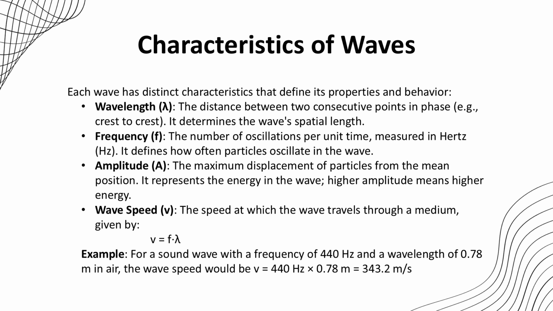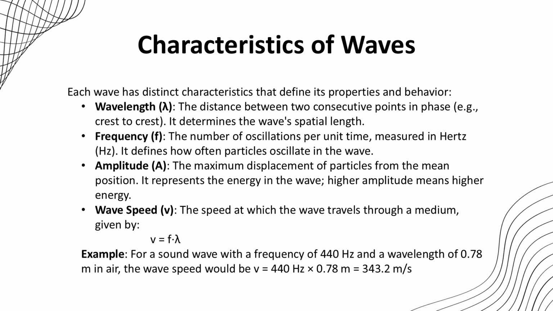Waves have several defining characteristics. Wavelength, lambda: the distance between two consecutive points in phase, like crest to crest. Frequency, f: the number of oscillations per unit time, measured in hertz. Amplitude, A: the maximum displacement from the mean position, indicating wave energy. Wave speed, v: the speed at which a wave travels, calculated as v equals f times lambda.